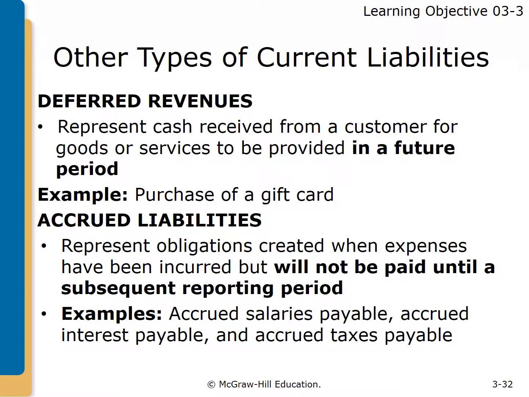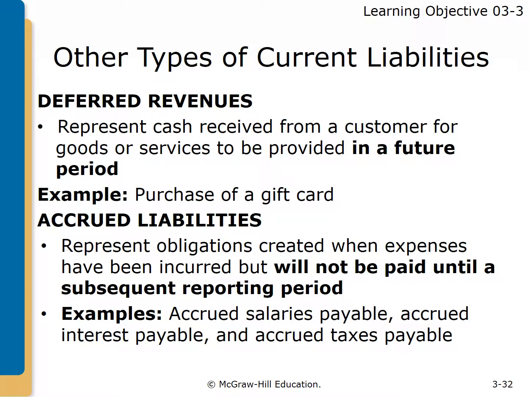Deferred or unearned revenues, remember, they represent cash that we received from a customer before we even did anything for them. So we're going to be providing that service in the future. An example of this is when a customer purchases a gift card. All they did was give us money in order to buy something later. We didn't do anything for them. So as of the day they purchased the gift card amount will be credited to deferred or unearned revenues.